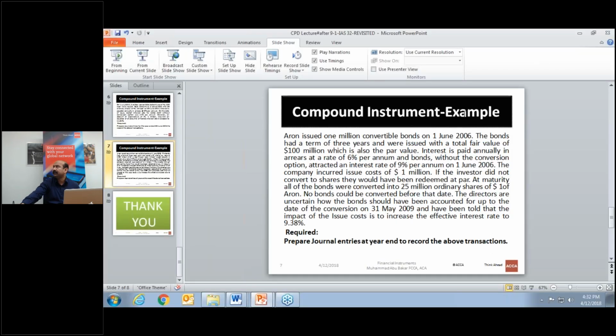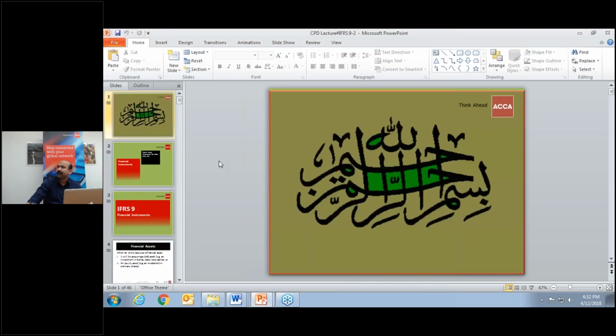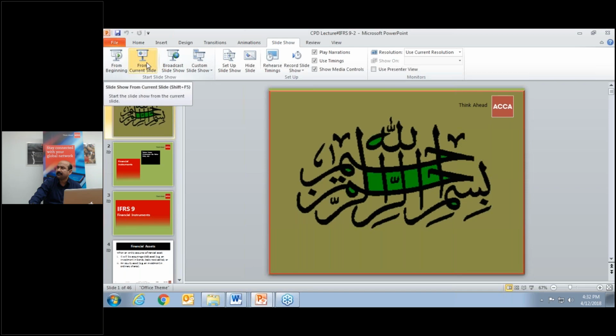Now we can move to International Financial Reporting Standard 9. We discussed the financial liability portion of IFRS 9 yesterday. Today we shall start discussion with financial asset.